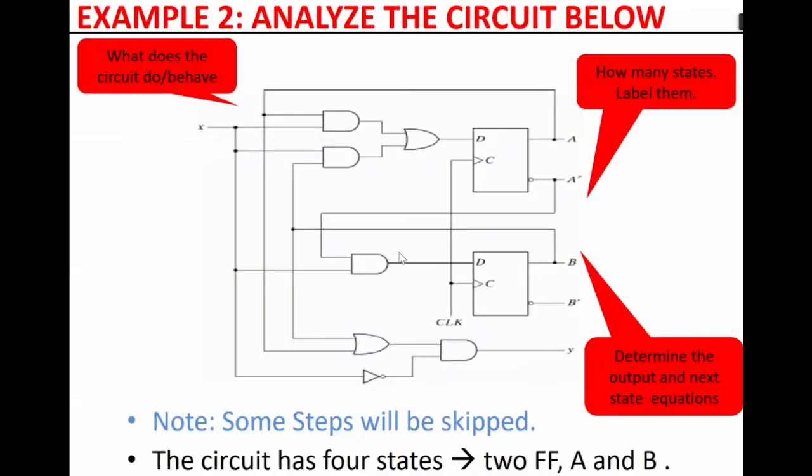This is the circuit. From the circuit, you can capture it mathematically. So what did we do? We labeled our inputs, outputs, and state variables. Our state is A, of course, this is A complement, B complement, you've got Y, which is the output, you've got X.